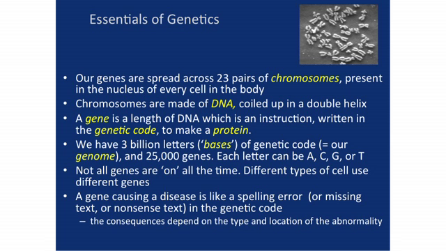And at each point of those 3 billion letters along the code, there are 4 different letters that can take the place: A, C, G, or T. And essentially, our genes are simply sequences of these letters that tell our bodies what amino acids to put into which proteins encoded by that gene.